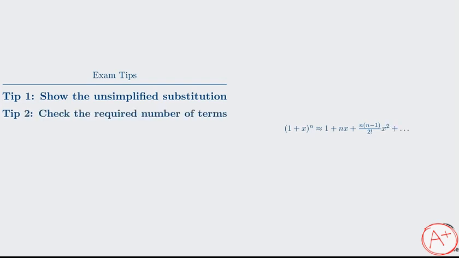Check the question for the required number of terms. Cambridge questions usually ask for the expansion up to the term in x² or x³. Do not waste time calculating more terms than requested. However, ensure you don't stop early. Up to x² means you need the constant, the x term, and the x² term.